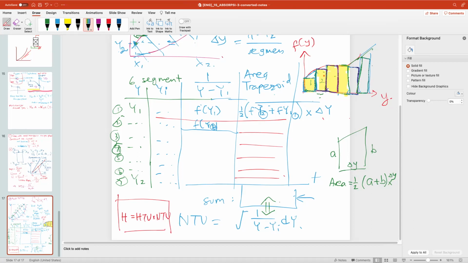The error in the rectangular method, metode persegi panjang, is much higher compared to the trapezoid method. If you use the rectangular method, then you only sum up the f(y) delta y. Just the height, which is the f(y), multiplied by the delta y, for the panjang kali lebar. Okay. Is there any preferred one? I think I still prefer the trapezoid method because it has less error.